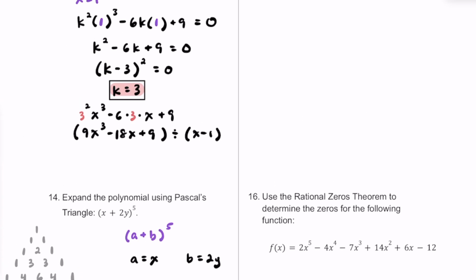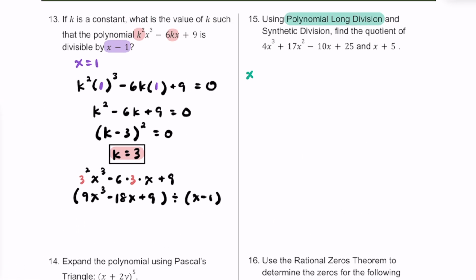Here's number 15. All right, so I'm going to go ahead and put this x plus 5 as our divisor off on the side. And then for our dividend, we have this longer polynomial. We have this 4x to the 3rd power plus 17x squared minus 10x plus 25. So I was saying earlier, number 13, I would go over some long division and synthetic division.